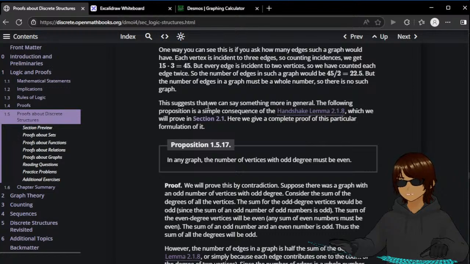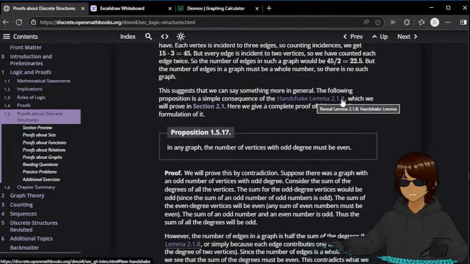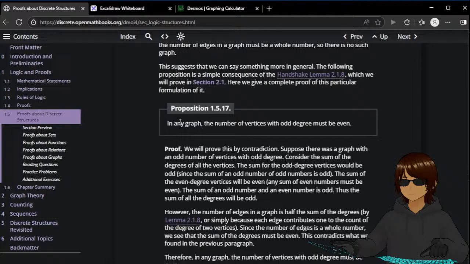This suggests that we can say something more in general. The following proposition is a simple consequence of the handshake lemma 2.1.8, which will be proved in section 2.1. In any graph, the number of vertices with odd degree must be even.